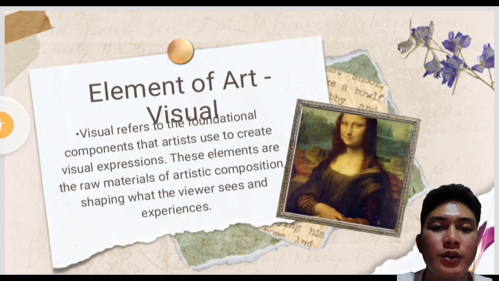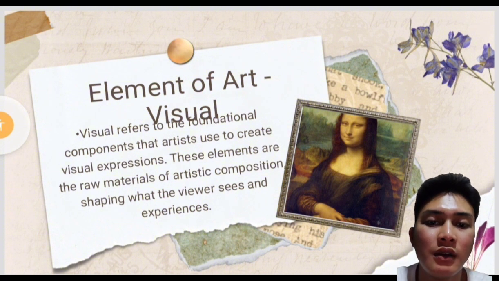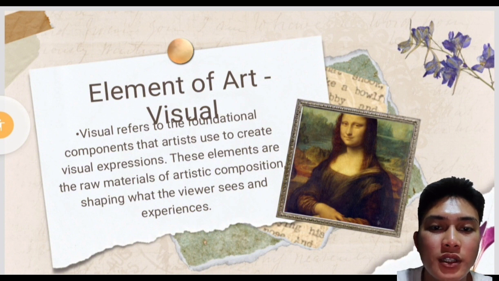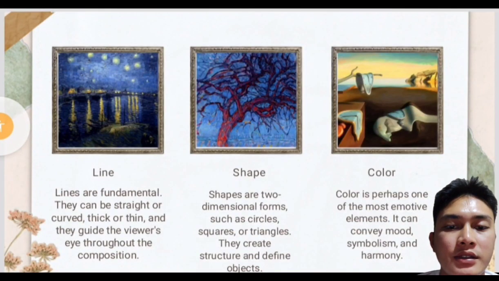Elements of art, visual. Visual refers to the foundational components that art uses to create visual expression. These elements are the raw materials of artistic composition, shaping what the viewer sees and experiences. First, line. Lines are fundamental. They can be straight or curved, thick or thin, and they guide the viewer's eye throughout the composition.